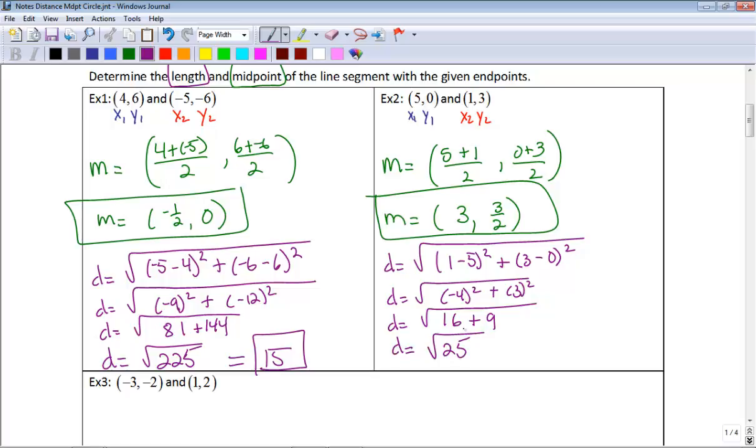Well, can I take the square root of 25 or can I simplify it? I can actually take the square root of 25. The square root of 25 is 5. So the distance between those two points is 5 units. So again, the midpoint between them is 3, comma 3 halves. The distance is 5 units.